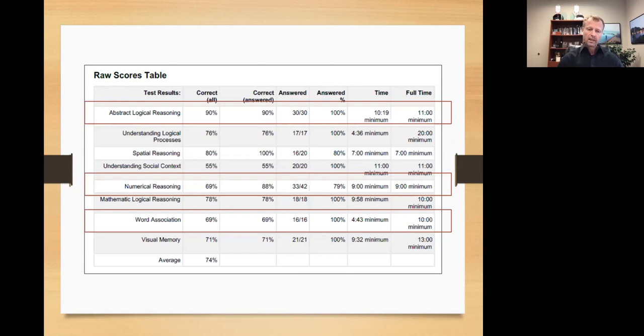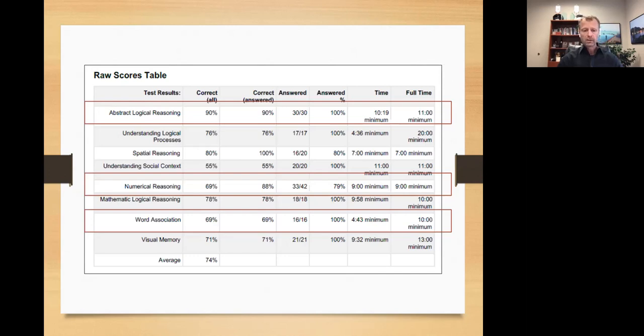If you look at the first one, abstract logical reasoning, there are 30 questions. In the third column, where it says answered, they answered all 30 questions. In other words, they answered 100% of the questions. They had 11 minutes to complete the questionnaire, and they used a little less, 10 minutes and 19 seconds. But out of those 30 questions, they missed a few, so they got a score of 90%. They got 90% of the questions correct. Not a bad score at all. They did quite well, and they were able to answer all 30 in the allocated time.